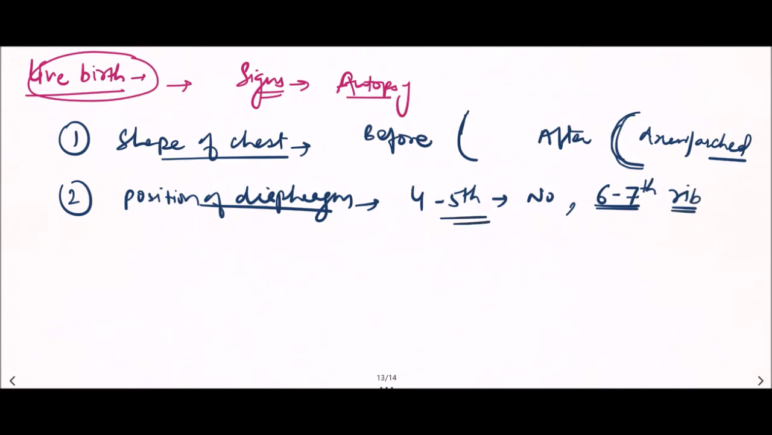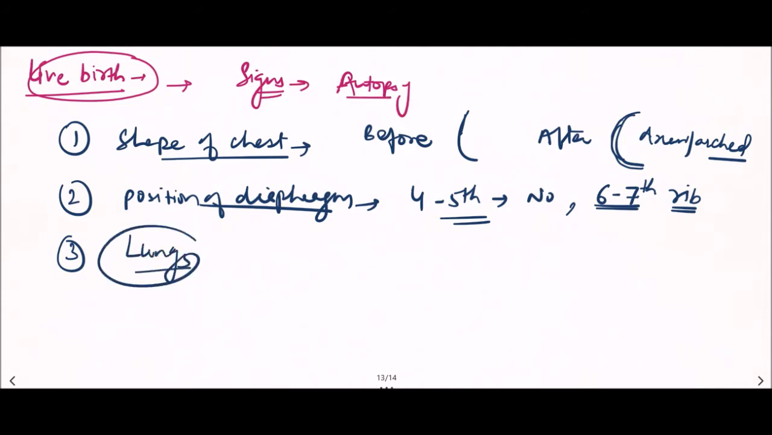But this position may be somewhere else, and it is very variable, and it may change due to the effect of gases as a result of decomposition. So that's why it is not that reliable a criterion. But for checking the position of diaphragm, we have to open the abdominal cavity first. Now the third is lungs.